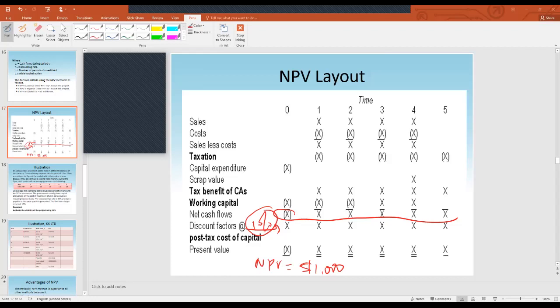You want to reduce the present value. In case you use a lower discount rate, you're increasing the present value. But this time around, we need to decrease the present value. So therefore, you discount at a higher discount rate.